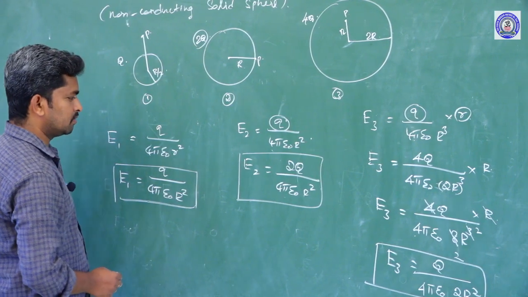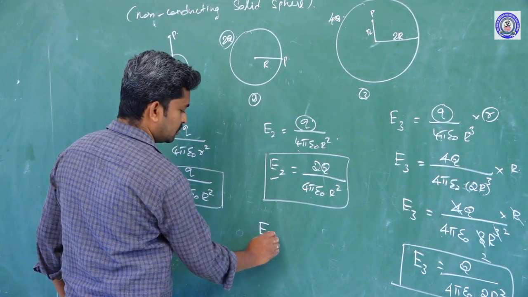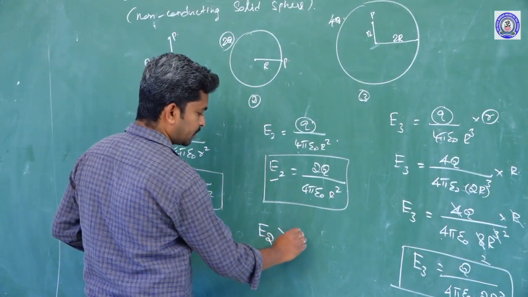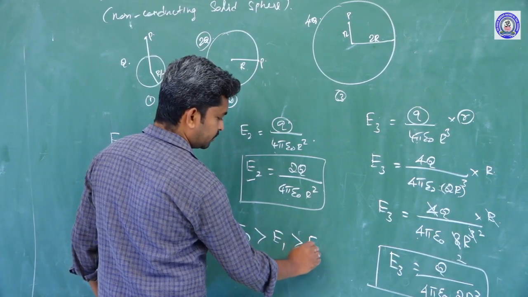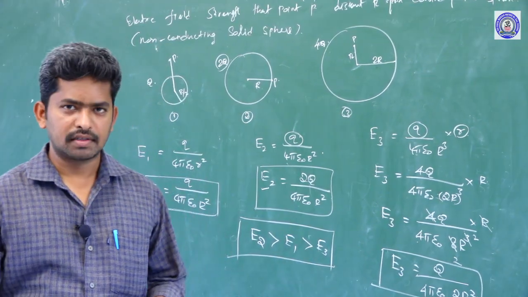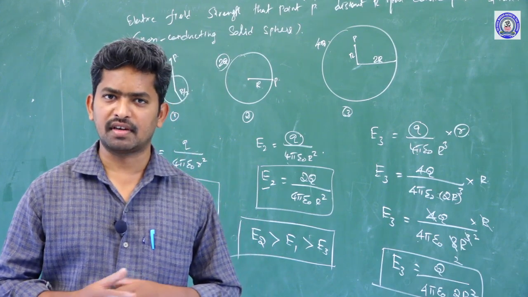So the maximum value is E2, next is E1, and finally the very low value is E3. This is the answer. These two topics are very important for the NEET exam and JEE Main also.